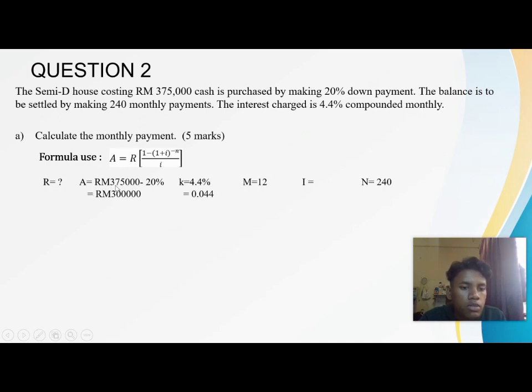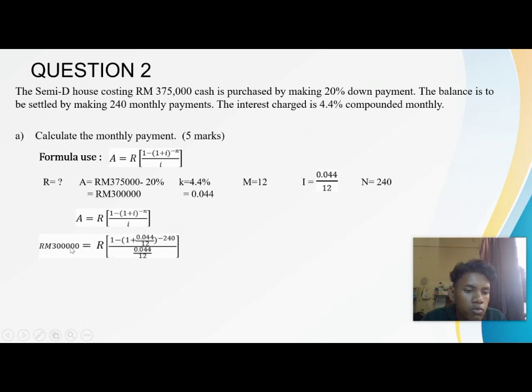A equals RM375,000 minus 20%, equals RM300,000. K is 4.4%, we change it to a decimal number, equal to 0.044. M is 12 because it is compounded monthly. i equals 0.044 over 12. n equals 240. So firstly, we put the formula first. And then we put RM300,000 as A equals R open bracket 1 minus bracket 1 plus 0.044 over 12 bracket power of negative 240 divided by 0.044 over 12.